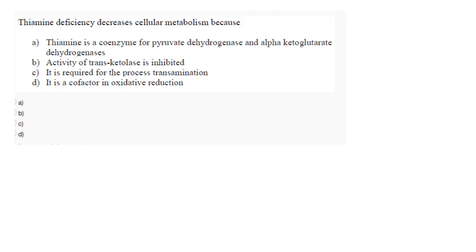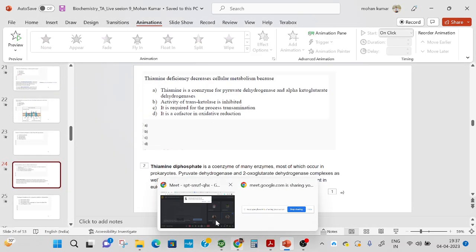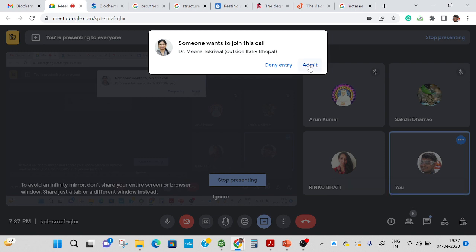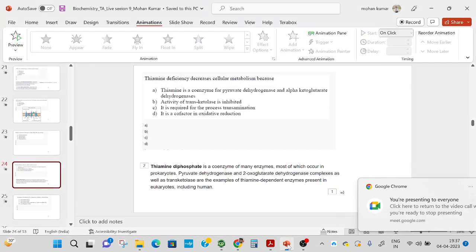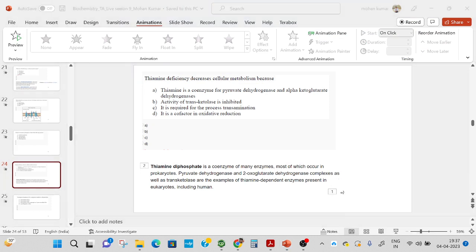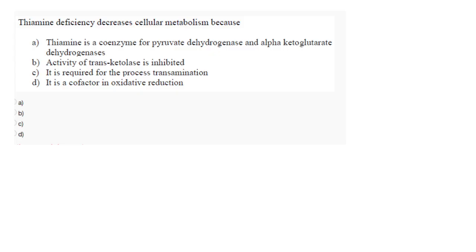Next question we have: thiamine deficiency decreases cellular metabolism because thiamine is a coenzyme for pyruvate dehydrogenase and alpha ketoglutarate dehydrogenase.